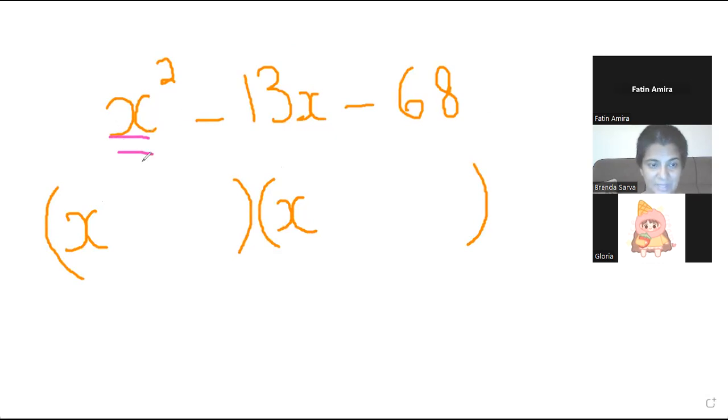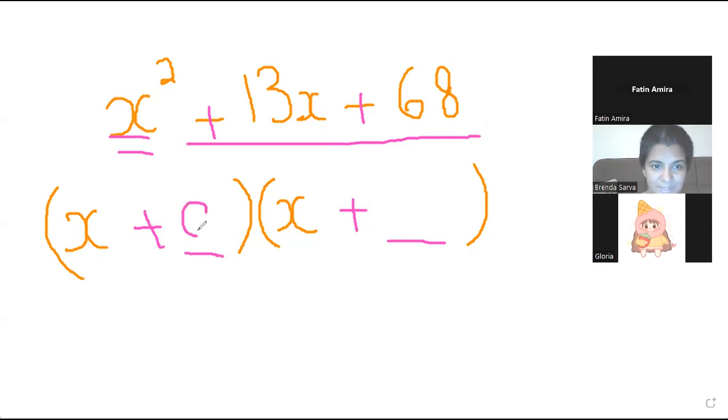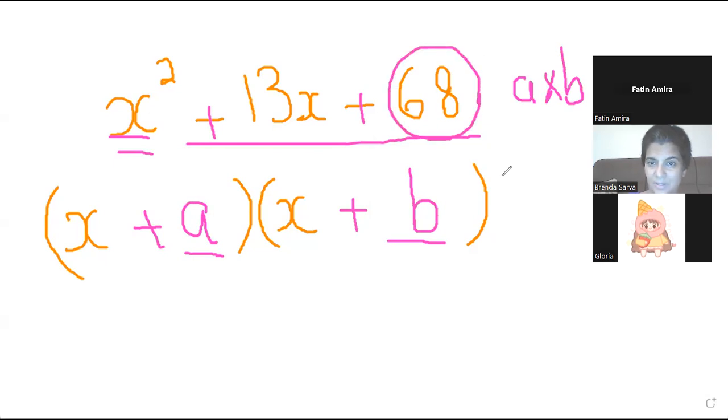That's the first term. Now remember, this is a subtraction. So imagine I make it an addition. Let's put it in as an addition question: x plus what, times x plus what? When I expand it, I'm going to get this. So this is your A, and this is your B. Now you've got to think and tell me, A times B is going to give me my 68.